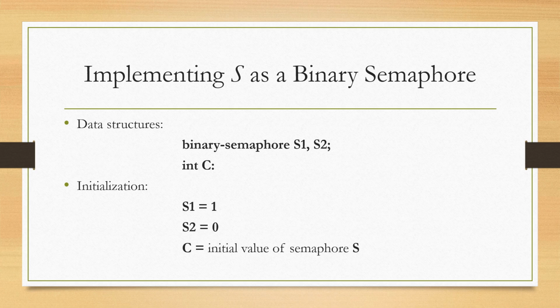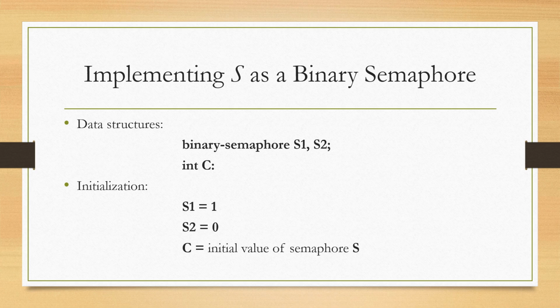synchronization of two processes. Data structures. Binary semaphore S1, S2: two binary semaphores used to control access and synchronization between processes. Int c: an integer variable representing the initial state or value of the semaphore S.